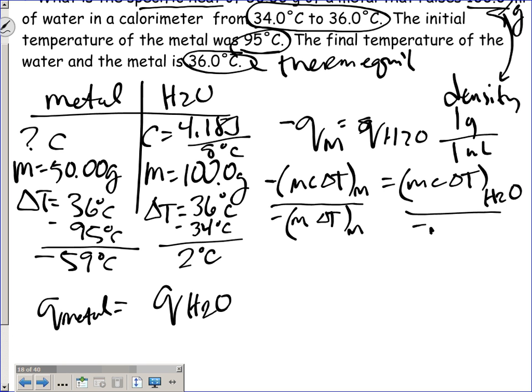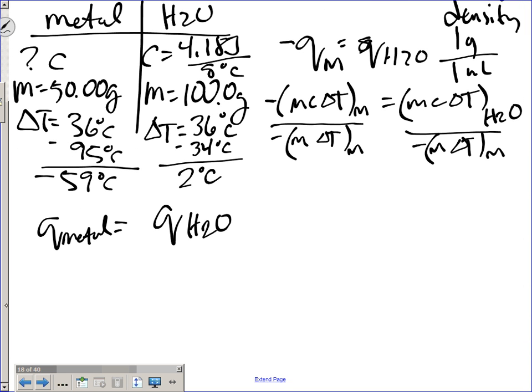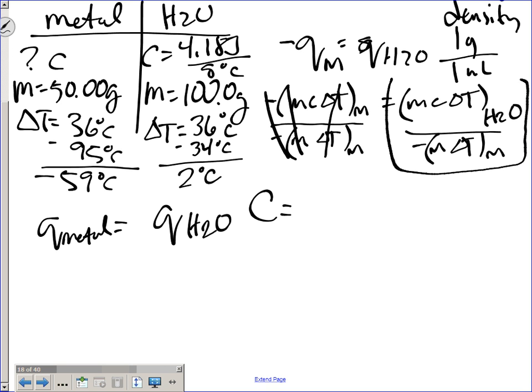Divided by negative M delta T of the metal. And that negative in the end will cancel out. I promise you it will cancel out. So just make sure that in the end you don't have a negative C value. There's no negative specific heat capacity. You can't lose energy to increase 1 degree Celsius. It doesn't make any sense. So this negative here, metal mass, and the metal temperature cancels. So now C is equal to this big guy, MCΔT for the water, divided by negative MΔT for the metal.